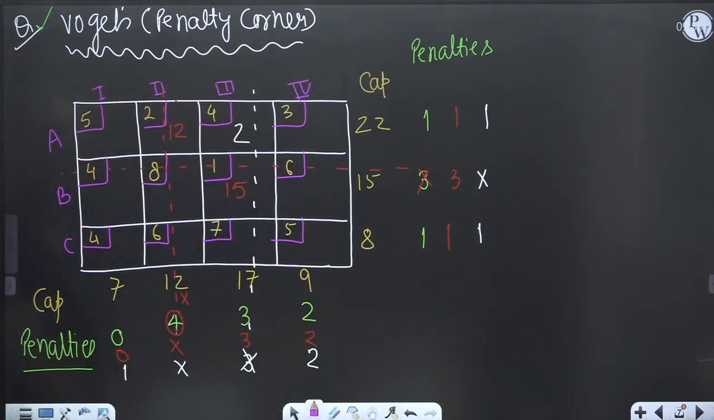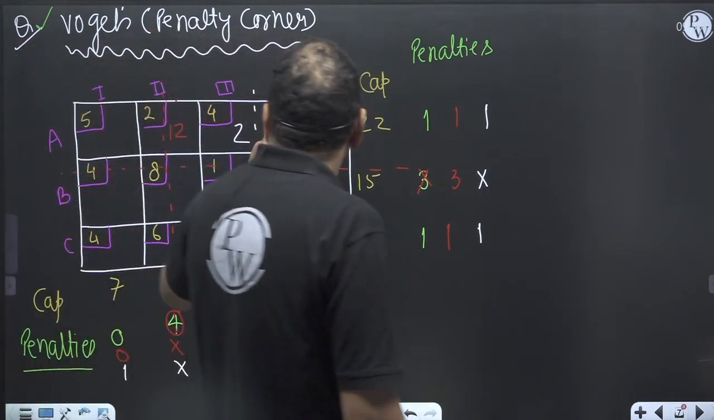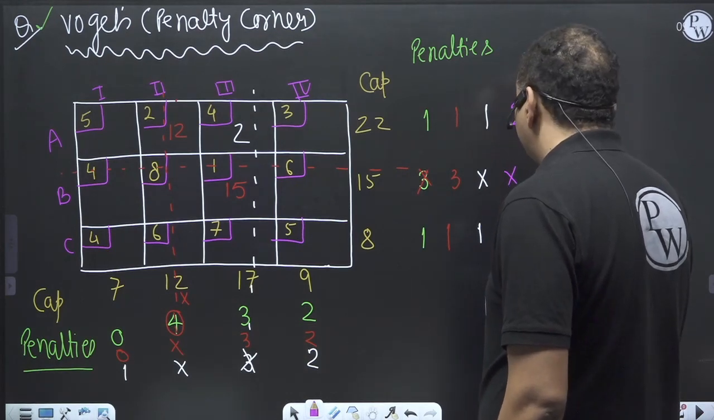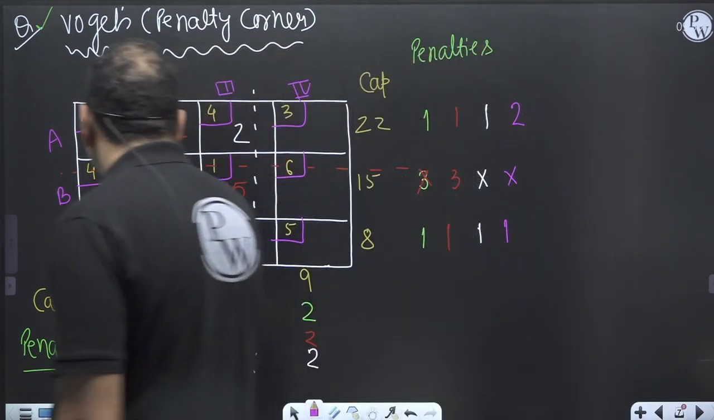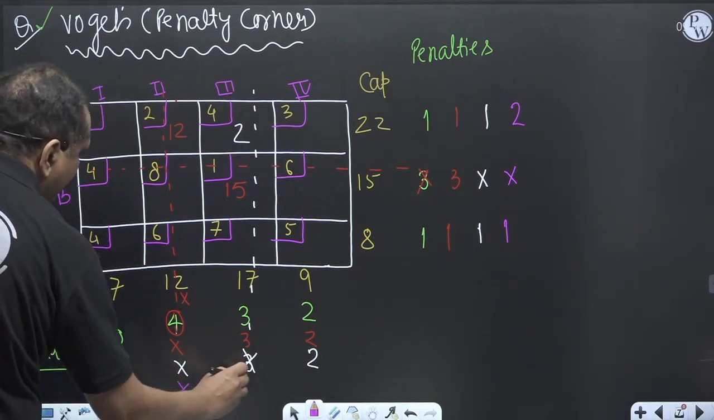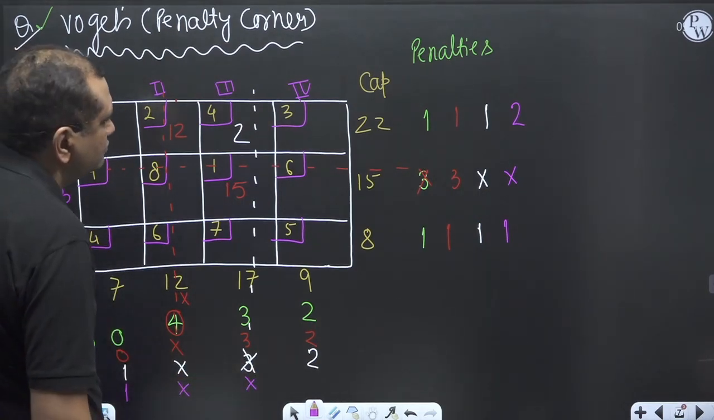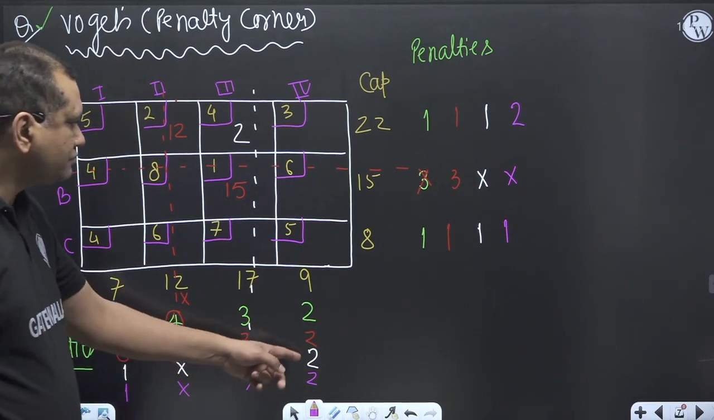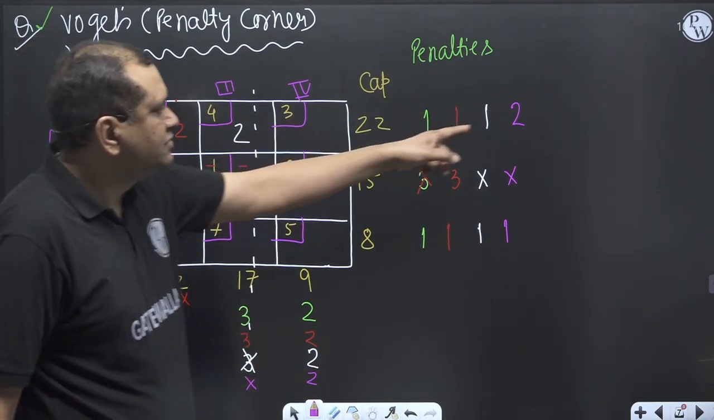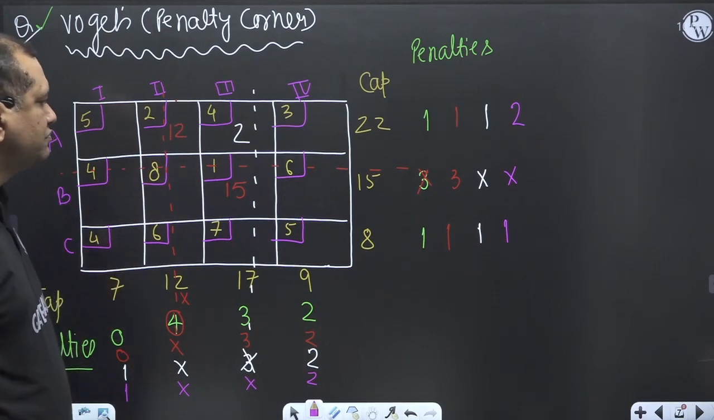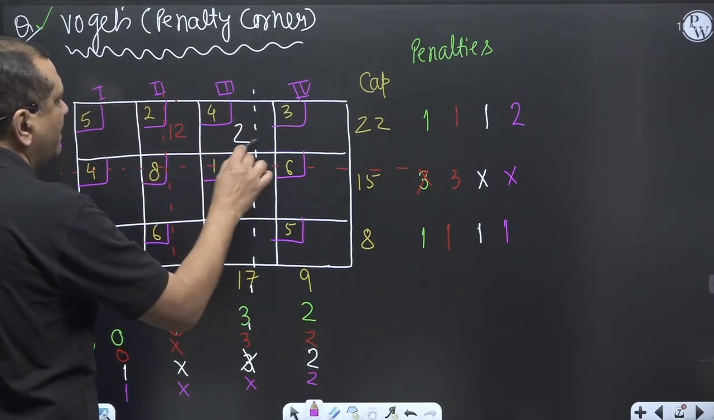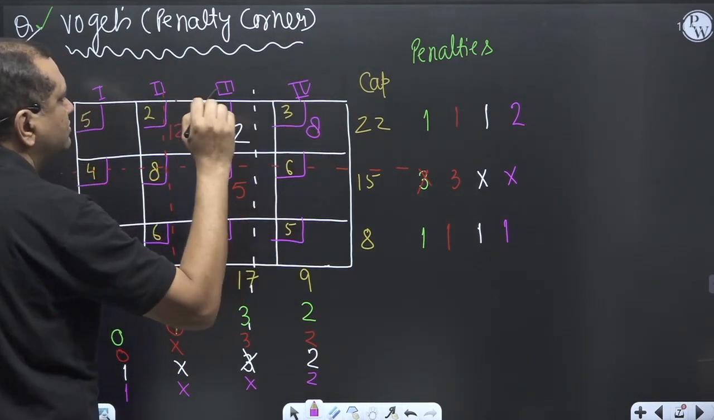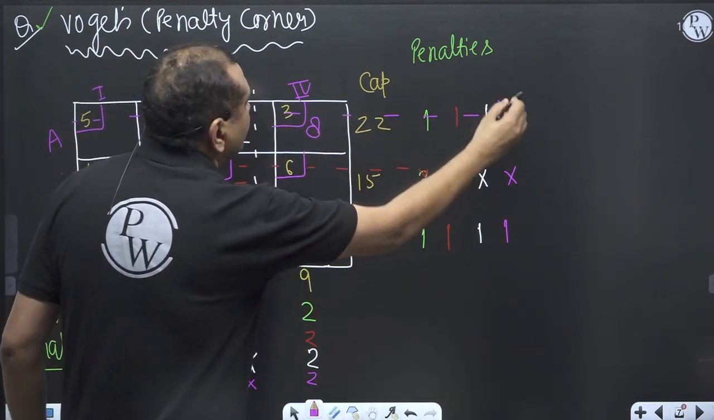Again calculate the penalties. First row 3 and 5, 2. No penalty. 1. 1. No penalty, no penalty. 2. So 2. This is the cell. If I select this row, same cell is appearing. So here 8 is left in the row. Column capacity is 9, so you can allocate 8. So this row also cancel.